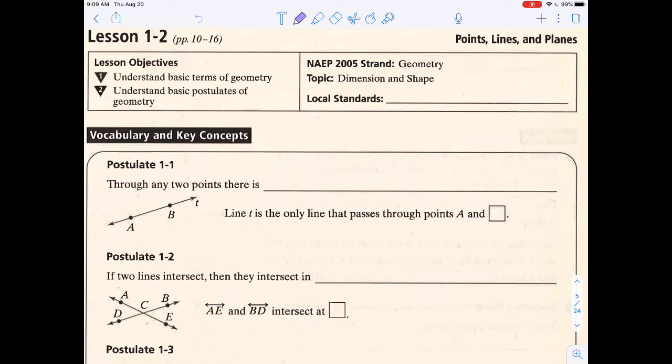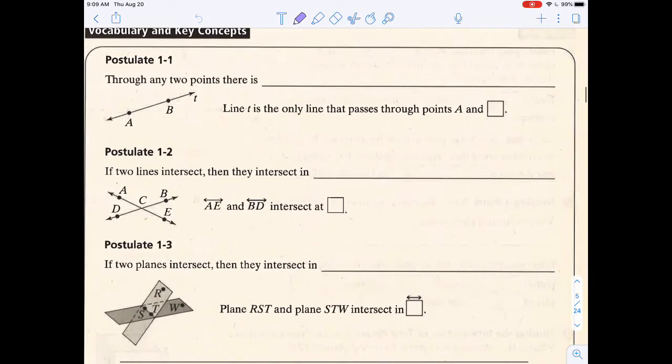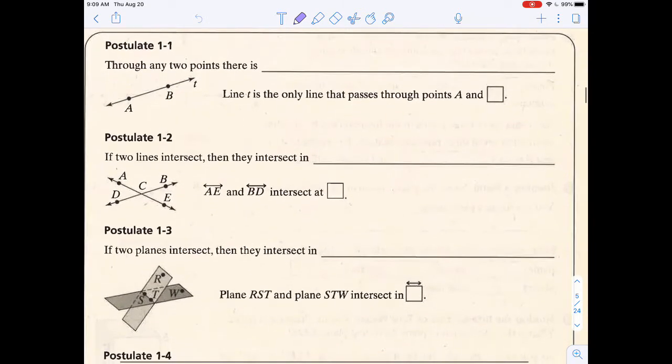Okay, lesson 1, 2. Our objectives today are to understand basic terms of geometry and understand basic postulates of geometry. We're going to go ahead and get started with the postulates first. There will be a postulate sheet uploaded to Canvas for you as well, so in case you forget your notes or something, all your postulates can be found there as well.